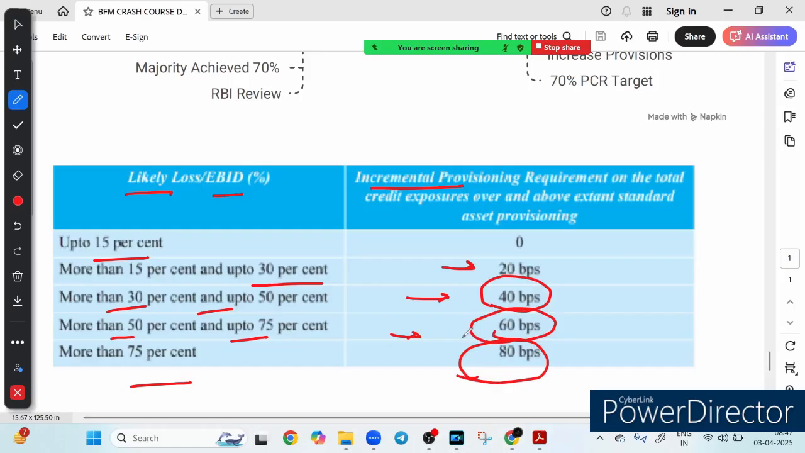Why is this important? Because this incremental provisioning requirement is very crucial. It helps banks better manage credit risk. It ensures that banks remain financially stable, right? Let me give you one example. Imagine a bank that has a large amount of exposure in loans to a particular sector, like say foreign currency. If that sector is facing challenges and the likelihood of loss from those loans increases, the bank will need to make higher provisions. Based on the likely loss percentage, the bank decides how much additional capital it should reserve.